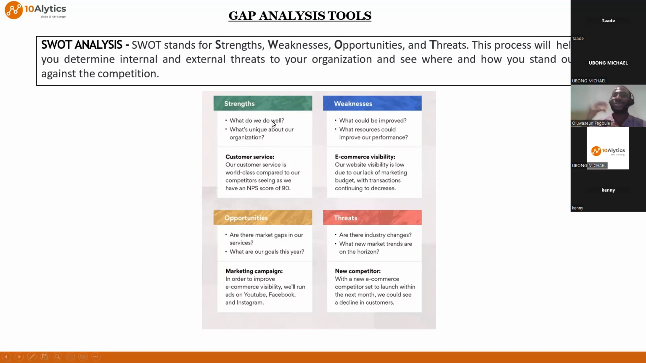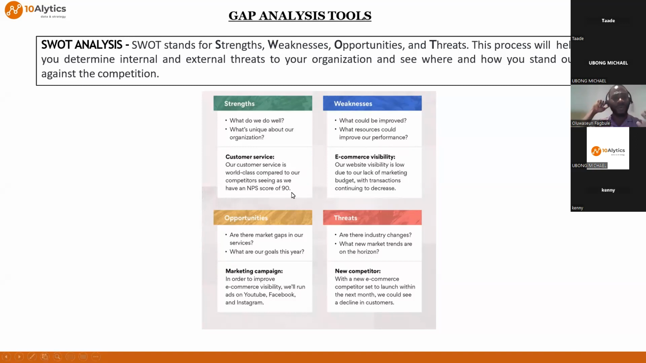So what are the strengths for your company? What are the strengths for the product, right? So here there's a use case to say, okay, customer service. Our customer service is world class compared to our competitors, seeing as we have an NPS score of 90, which is quite high, right?